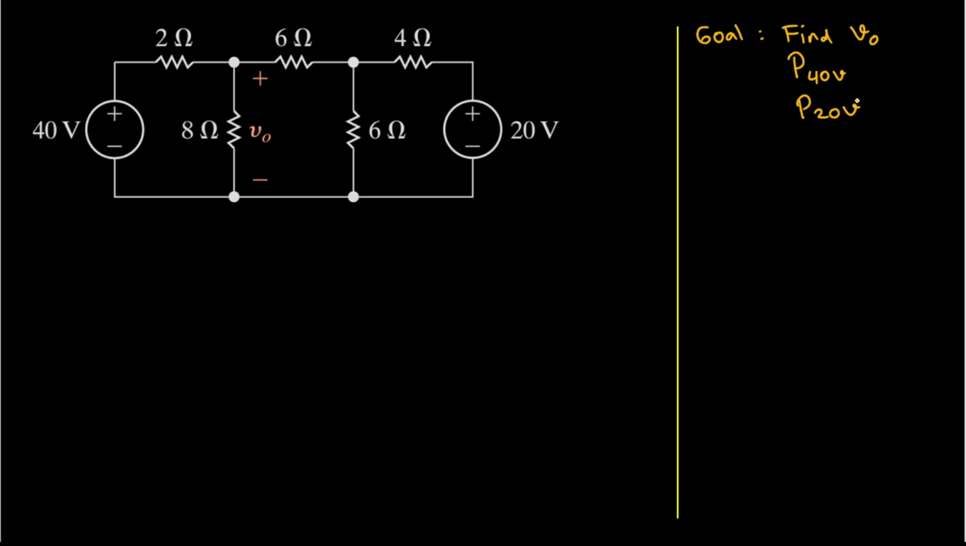And then what can we do from here? We need to use the mesh current method. So we'll have mesh current method. Okay, what we need to do is label all the loops, or the meshes.